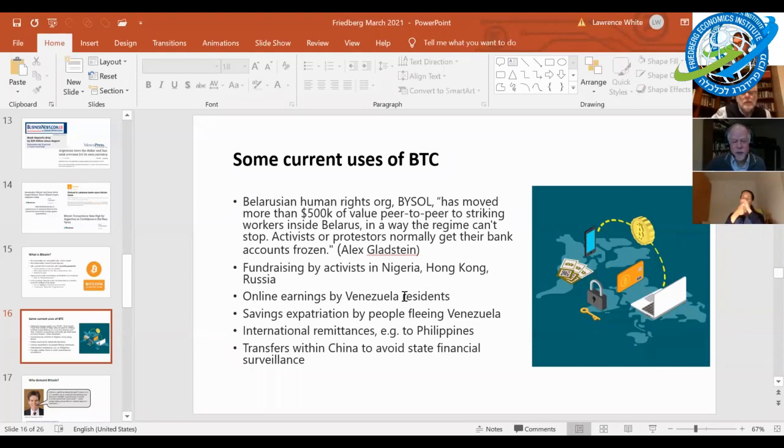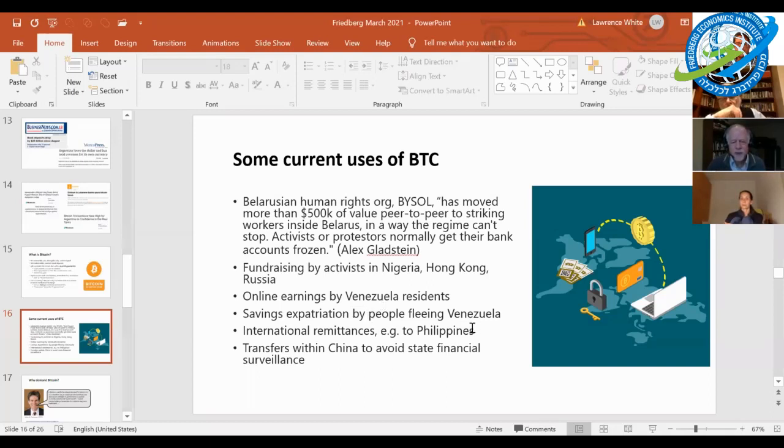People leaving Venezuela who want to take their savings with them aren't allowed to take bolivars. Well, they wouldn't want to, that would take many, many suitcases. Or dollars out of the country, but they can ship Bitcoin out of the country by uploading it to an account that they can access once they're outside of the country.